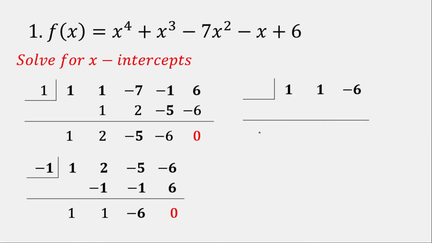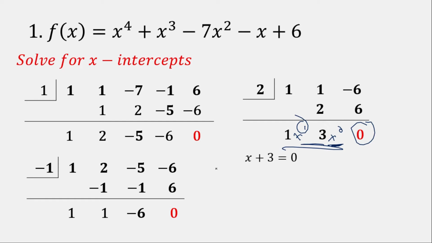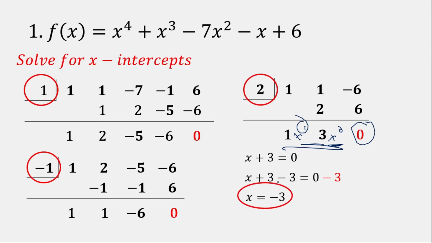If you don't want that, you could just continue trial and error. This time I will choose 2. I'll do the synthetic division and I get 0. Then this is x raised to 1 and x raised to 0. Always start at x raised to 0, going to the left, increasing the degree. So if we simplify this one, we get x plus 3 is equal to 0. Then you subtract 3 on both sides, and you get x is equal to negative 3. So these are now our values of x that would make this equation 0.